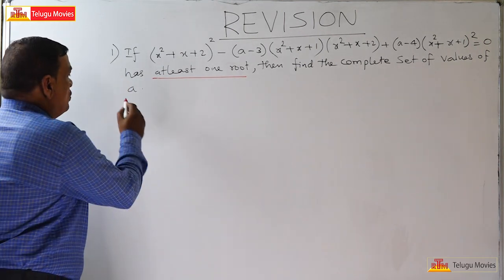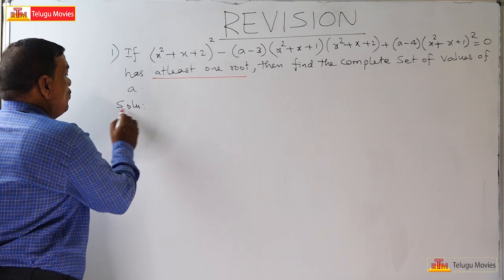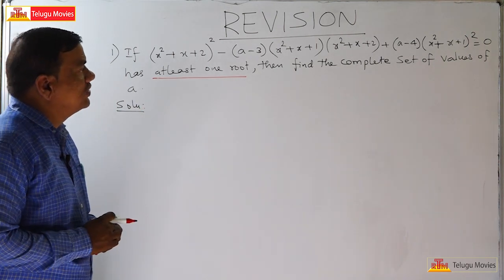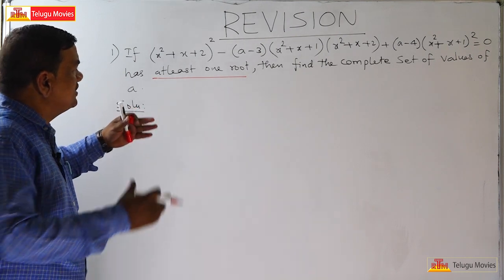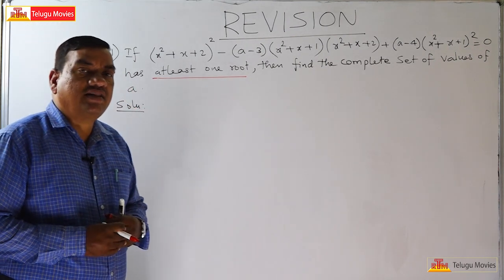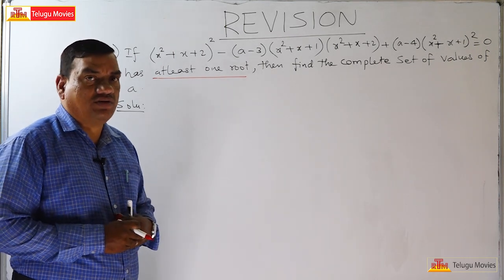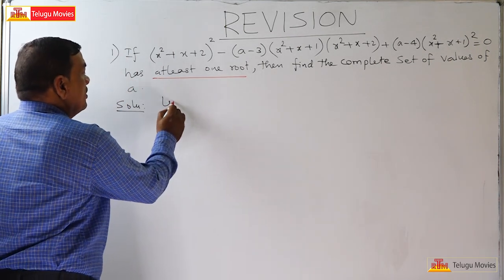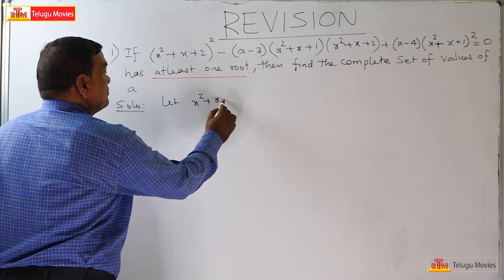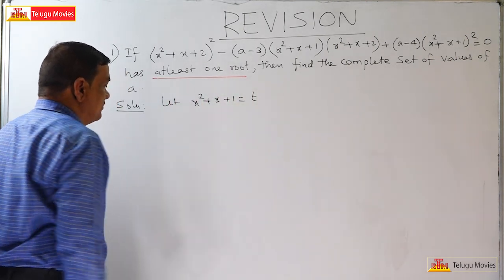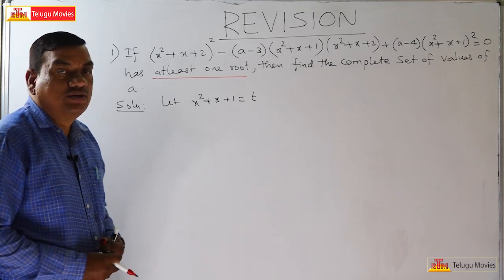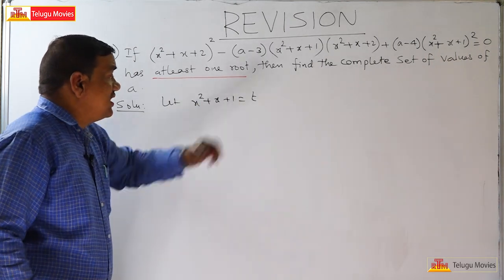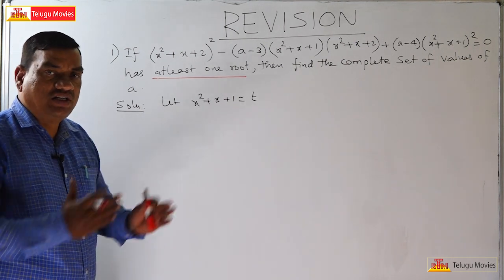Then see the solution. How to proceed with this problem? In this problem there is such a very big expression, so let us reduce that equation. Let us substitute x square plus x plus 1 equal to t. So what are the bounds of t? What is the range of t?